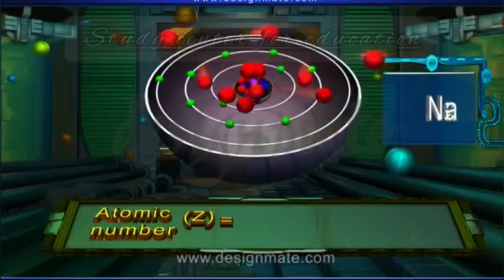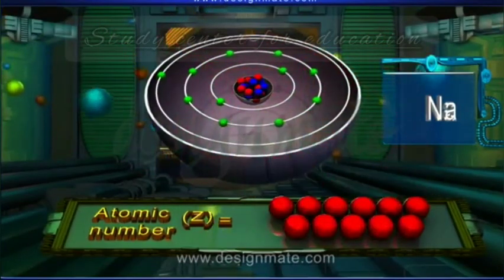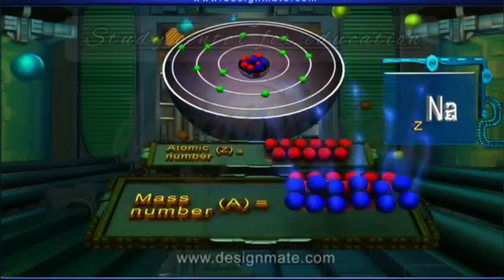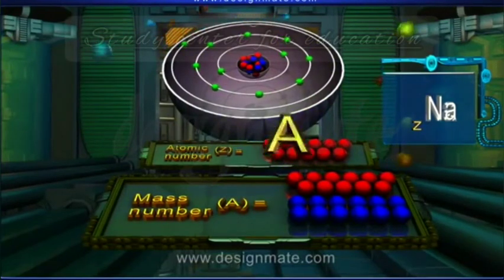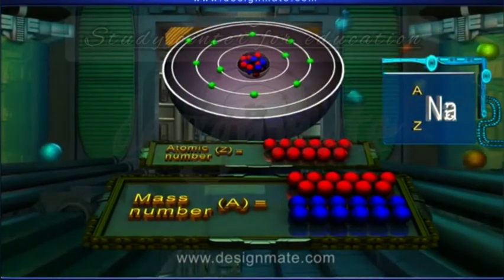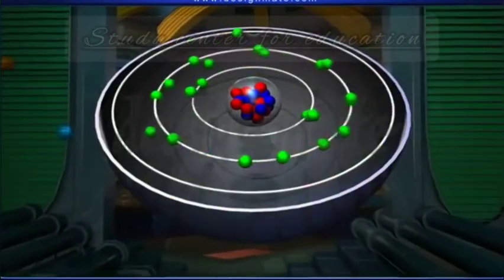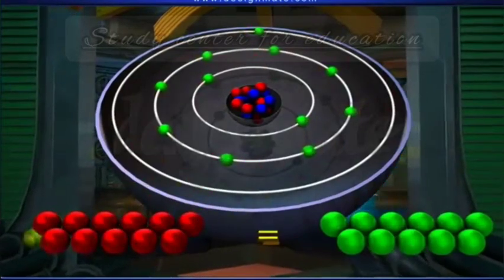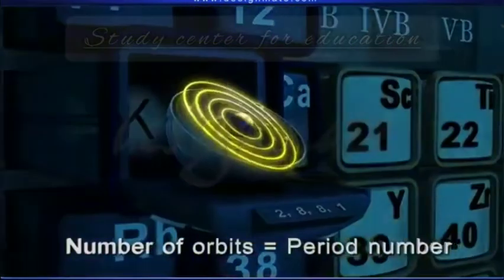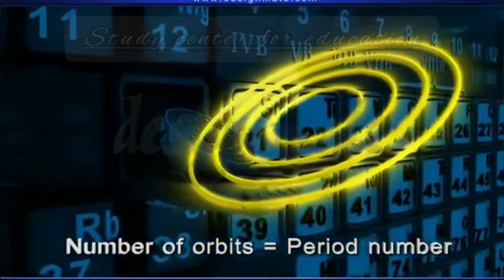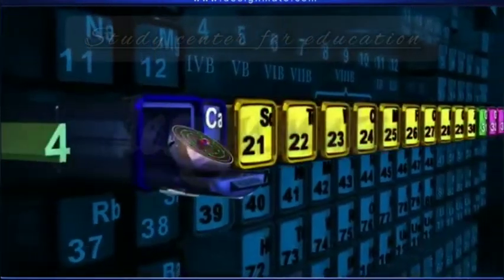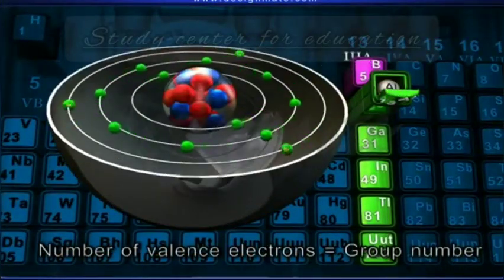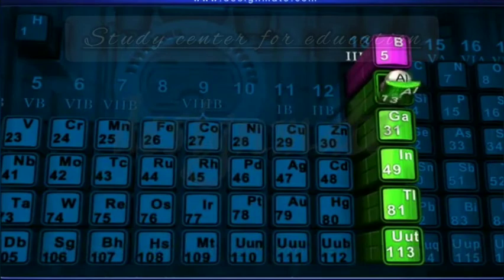Summary: we have seen that the number of protons present in the nucleus of an atom denotes its atomic number, while the sum of its protons and neutrons denotes its mass number. The atom is electrically neutral, as it has the same number of protons as electrons. The number of orbits in an atom of an element tells us the period to which that element belongs, while the number of valence electrons decides the group number of that element in the modern periodic table.